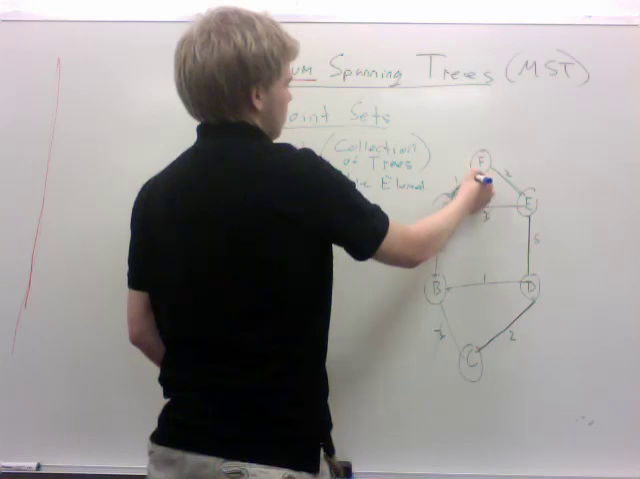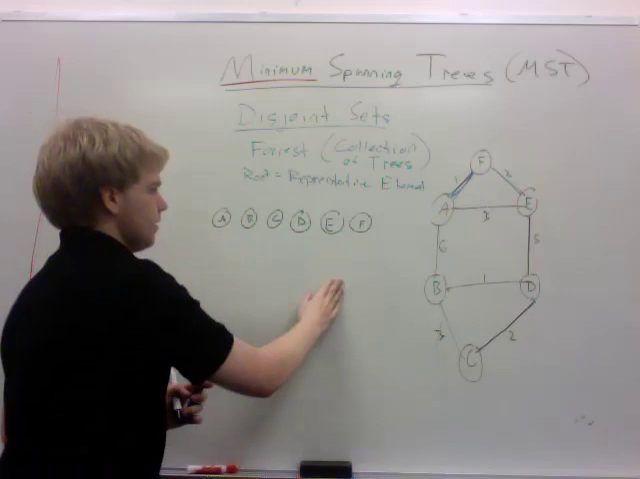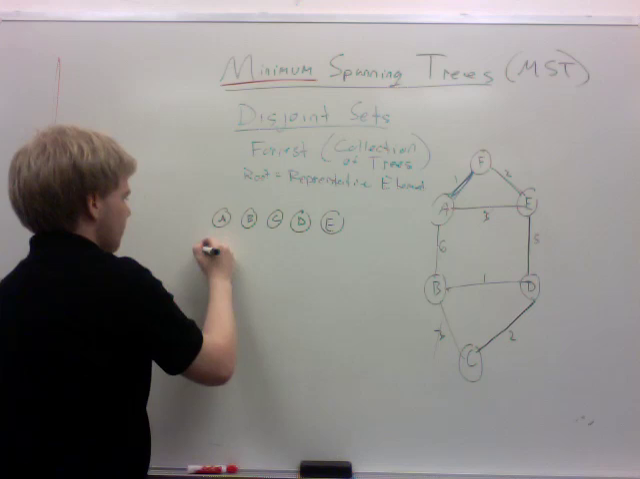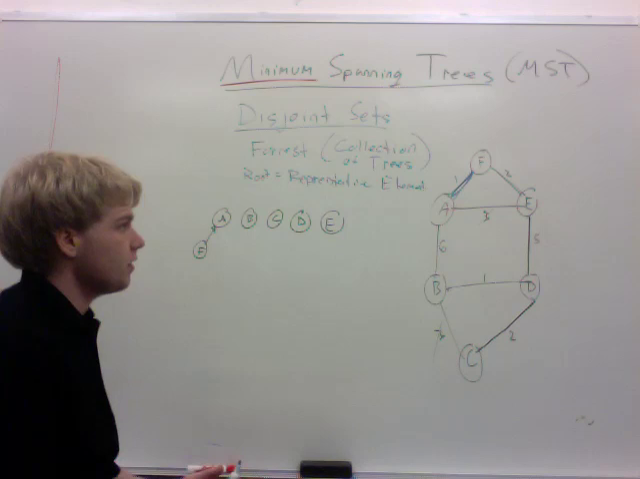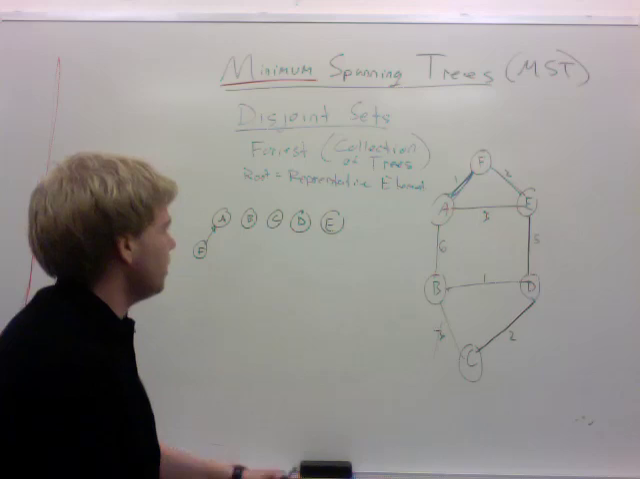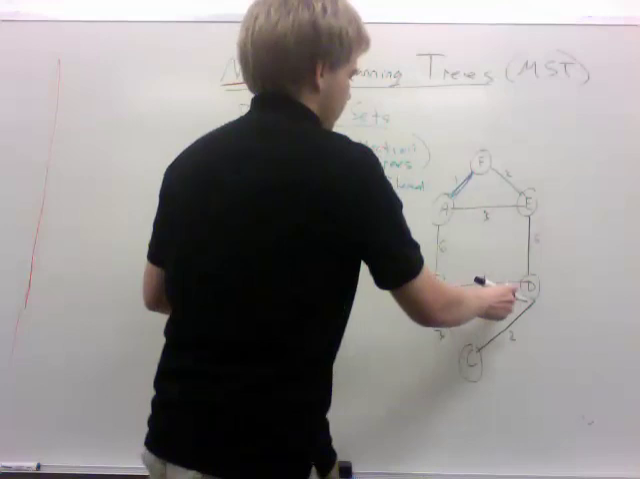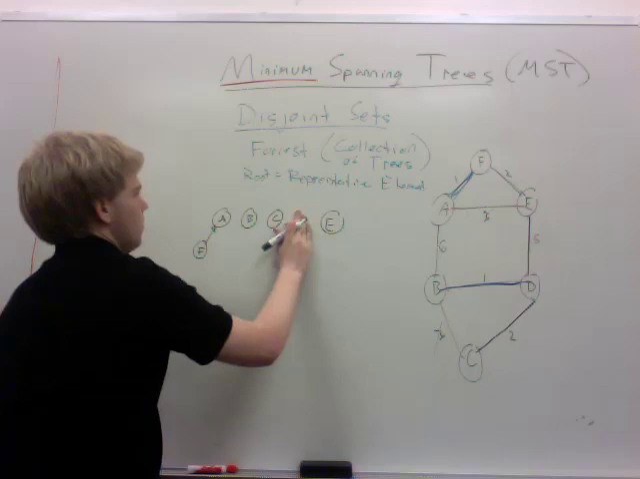And when we add that edge, we're going to connect the sets. All that means is we're going to take this F and make it point to A. So now F's representative element is A, and A's representative element is also A. So they're in the same set, they have the same representative element, everything's good. Now let's do the same thing with this edge. B and D have different representative elements, so we can safely choose this edge to be in our minimum spanning tree. B and D, so now let's make D point to B.